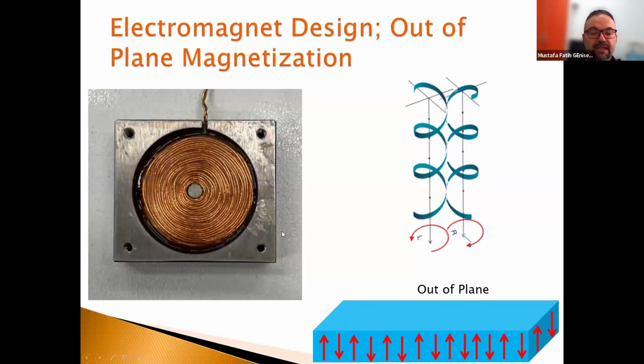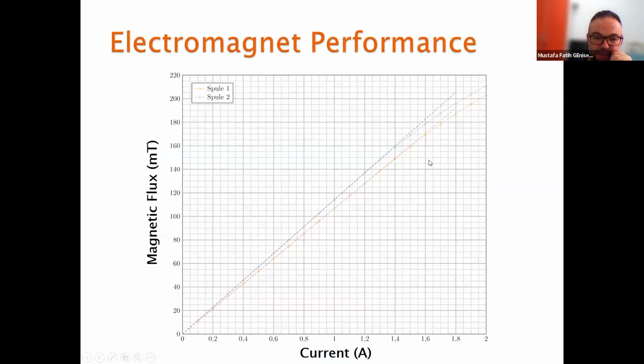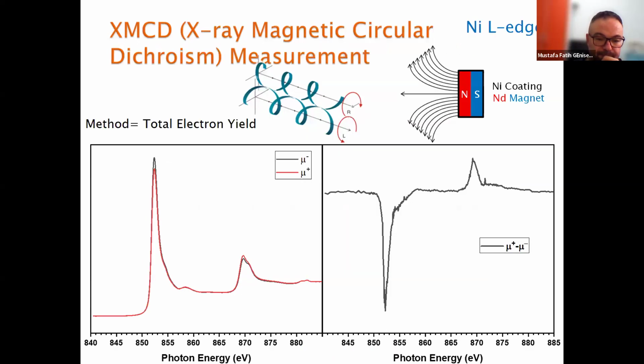If the magnetization of the material is out of plane, we have an electromagnet. We can put our sample on this electromagnet, and we can change the direction of the circular polarization, and we can make XMCD measurements. And here is the magnetic flux of the electromagnet. We can go up to 200 millitesla.